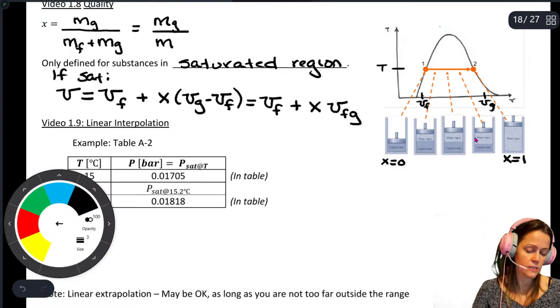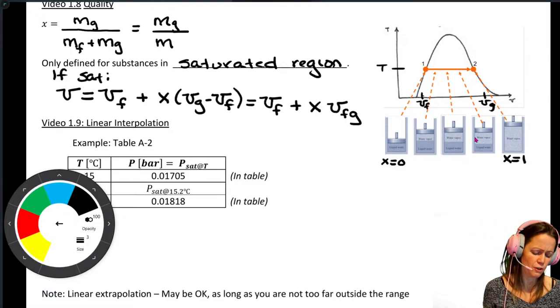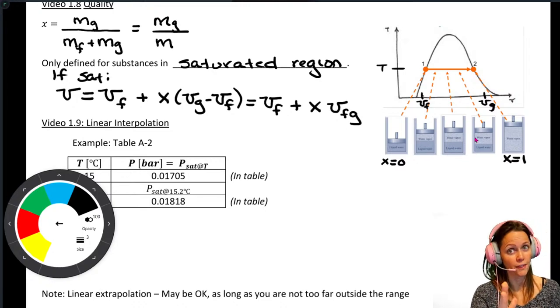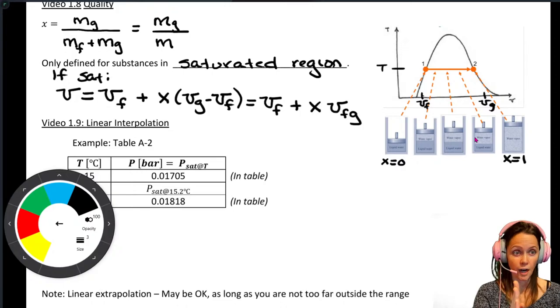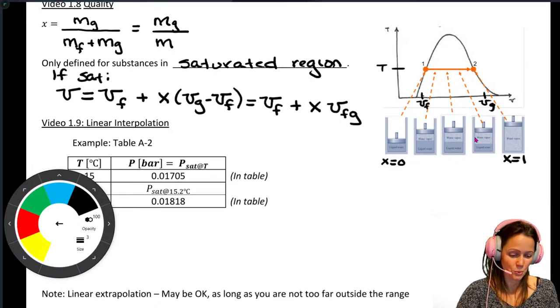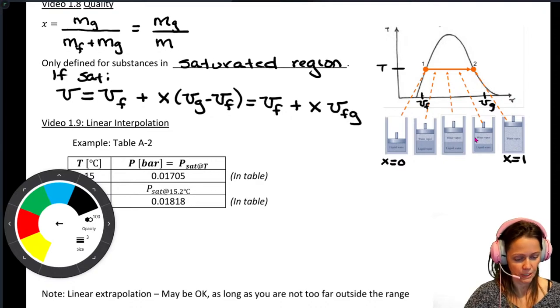The reason is that sometimes, not for all of the saturated tables, you'll actually see a column where they've done that math for you, and there is a column for V sub FG, so just be aware of that. So that's an equation that's on your equation sheet. Make sure you check it out, see where it is, so you're comfortable pulling that information off of the table.